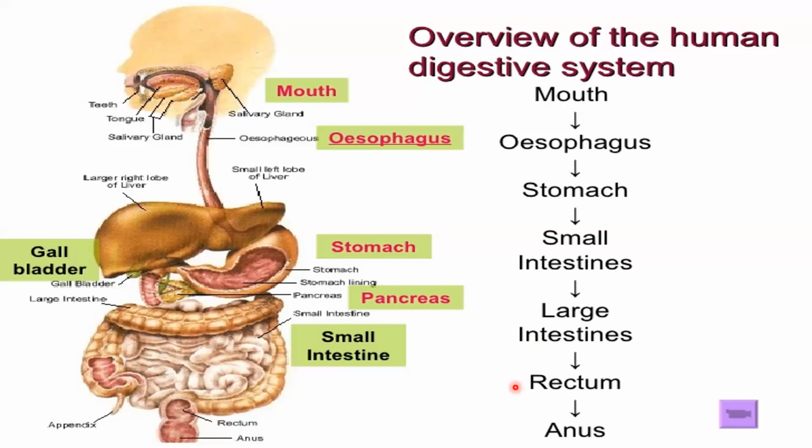After the large intestine, the rectum. The rectum is the storage place of all the undigested food or the feces. And then the anus.